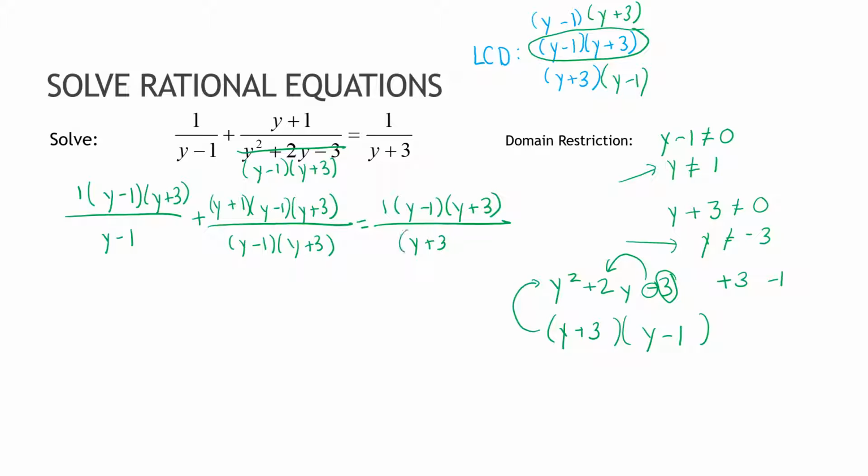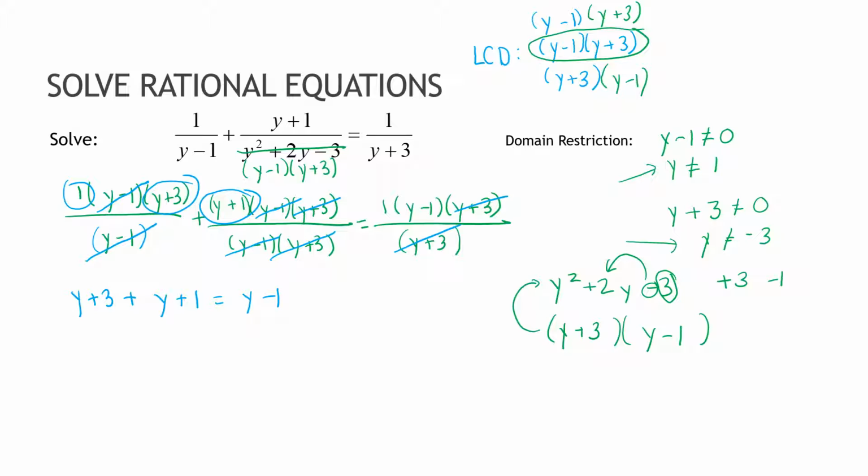So why did I do all of that? Because I love to cross things out. So I've got y minus 1 that I can cross out. I have y minus 1, y plus 3, and I have y plus 3. What does that leave me with? It leaves me with 1 times y plus 3, which is just y plus 3. So that was the 1 and y plus 3. It leaves me with y plus 1. And notice I'm not writing these in parentheses because I don't need to in this case. And on the right side I have 1 times y minus 1, so that's y minus 1.